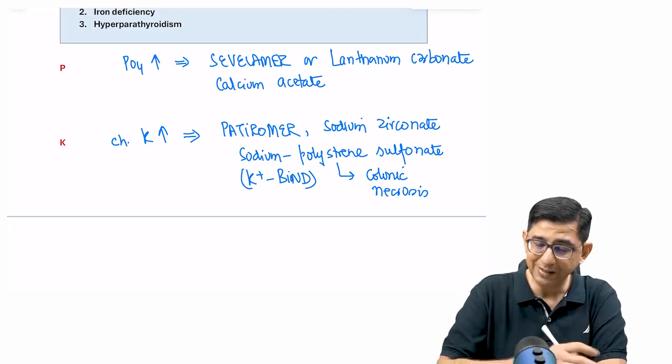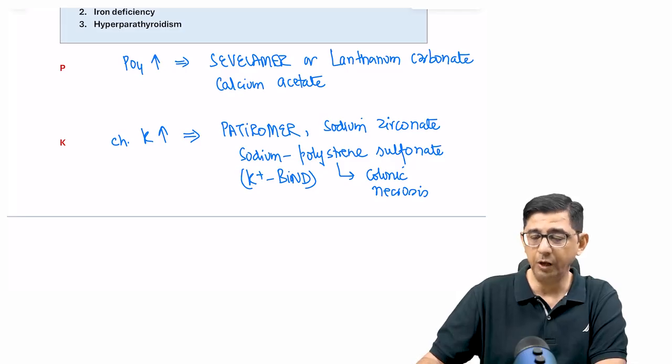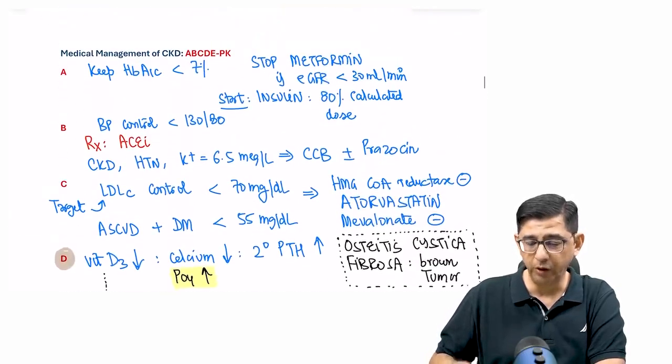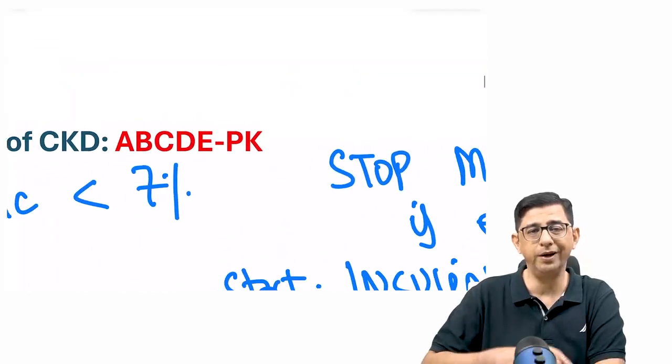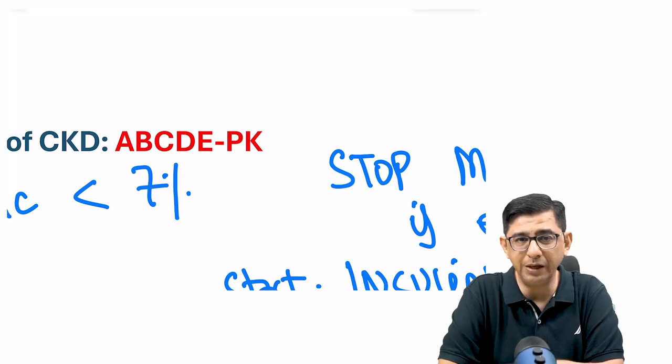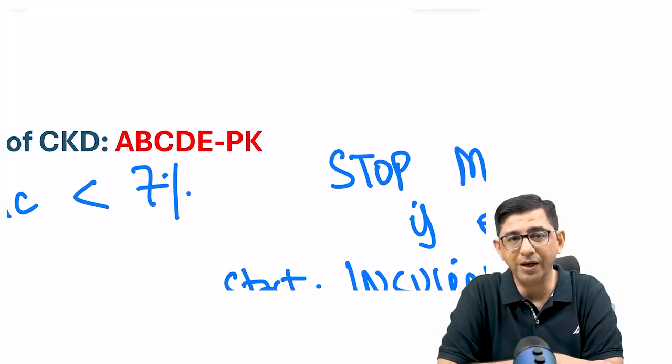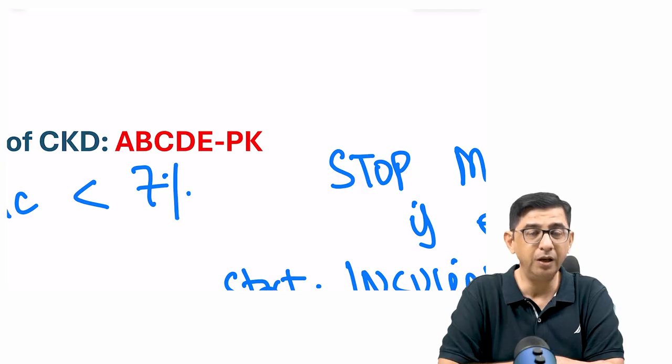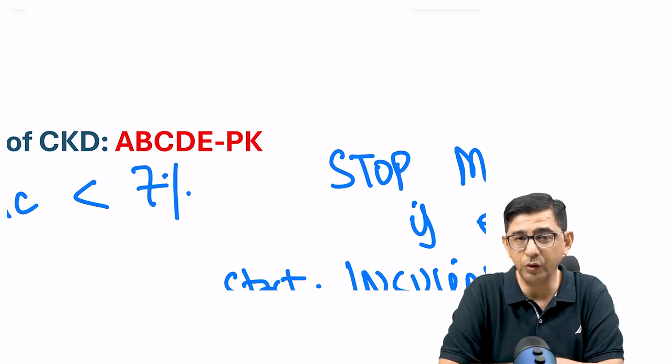Now we will invest 30 seconds into remembering ABCDEPK for the drug component that I mentioned. So let's do it quickly. A is get the HbA1c under control, so you give insulin to the patient. B is blood pressure control, so use ACE inhibitor. For the cholesterol component, use statins. D part was a little tricky. First treat hyperphosphatemia, then subsequently provide cinacalcet to the patient.